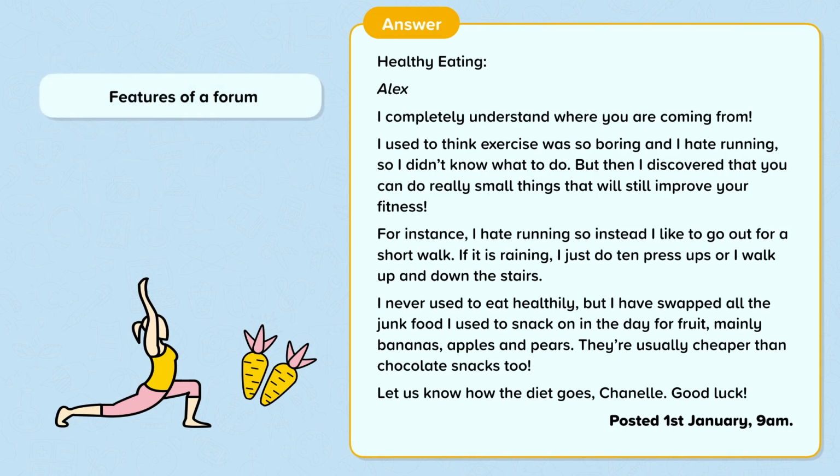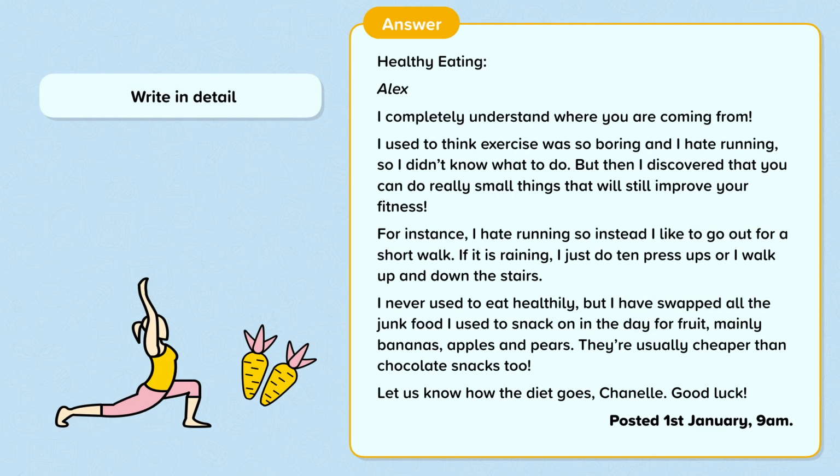This has included features of a forum, such as the name of the person posting, the topic of the forum, and the date that it was posted. We can see that this response has been written in the first person. When you write in the first person, you use pronouns such as I, me, my, and mine. In a forum, someone is usually asking for help or advice. You need to give clear information and advice. We can see that in this answer, it is clearly answering the question, providing information or advice that is relevant.